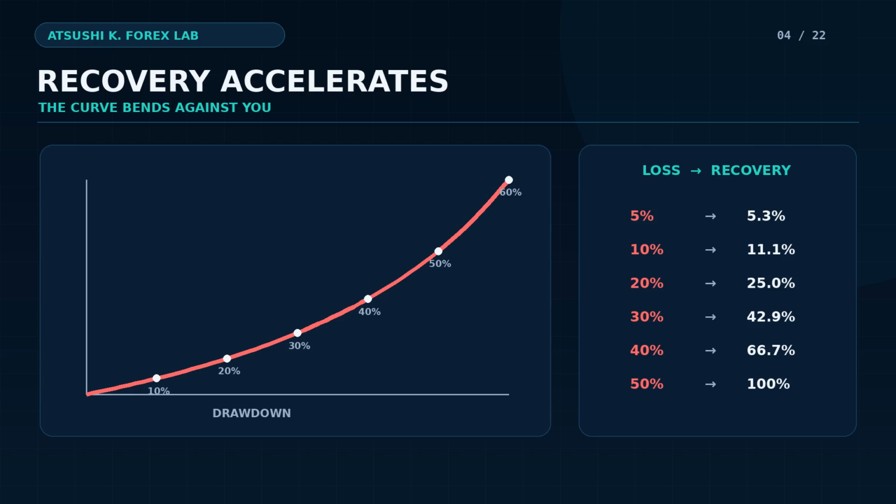A 5% decline needs about 5.3%. 10 needs 11.1, but the curve soon bends upward. 20 needs 25, 30 needs 42.9, 40 needs 66.7, and 50 needs 100. At a 60% drawdown, the account needs 150% just to break even. This nonlinear curve is the first reason I do not judge an EA by net profit alone. A large return can look attractive while the recovery burden remains hidden.